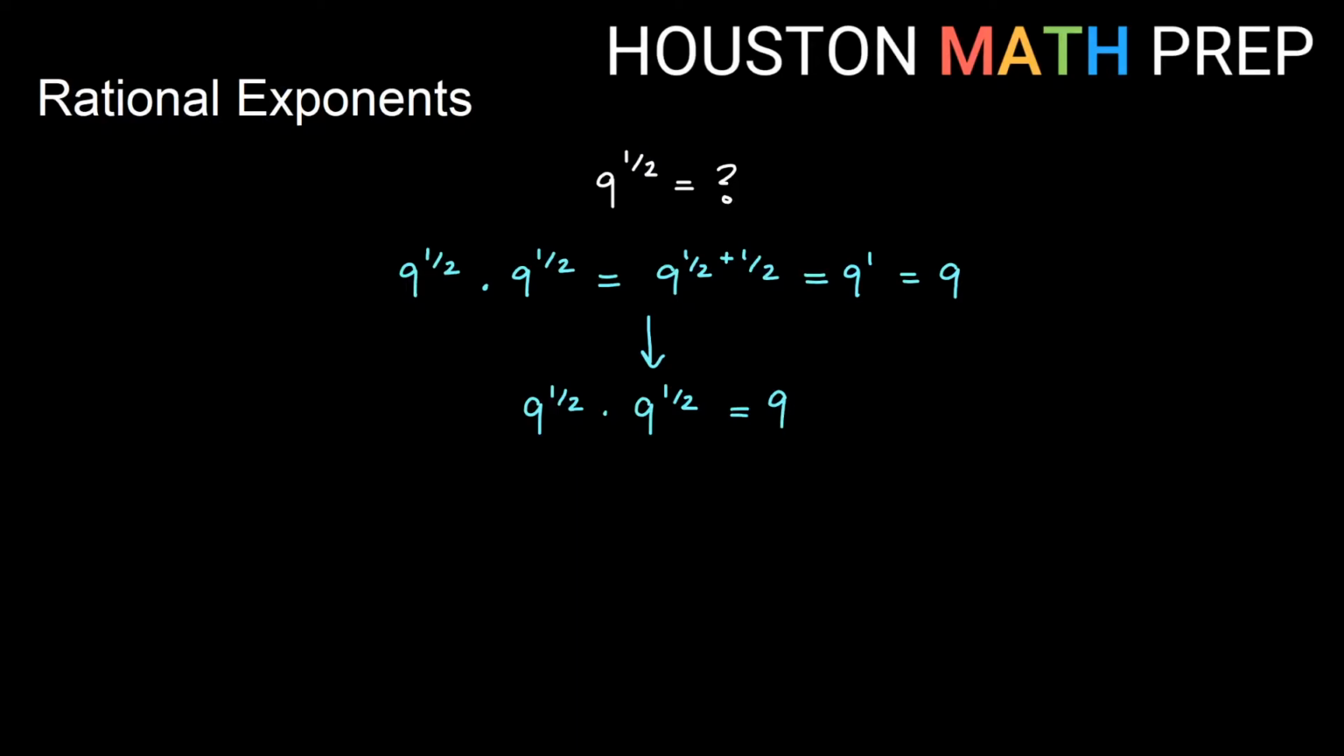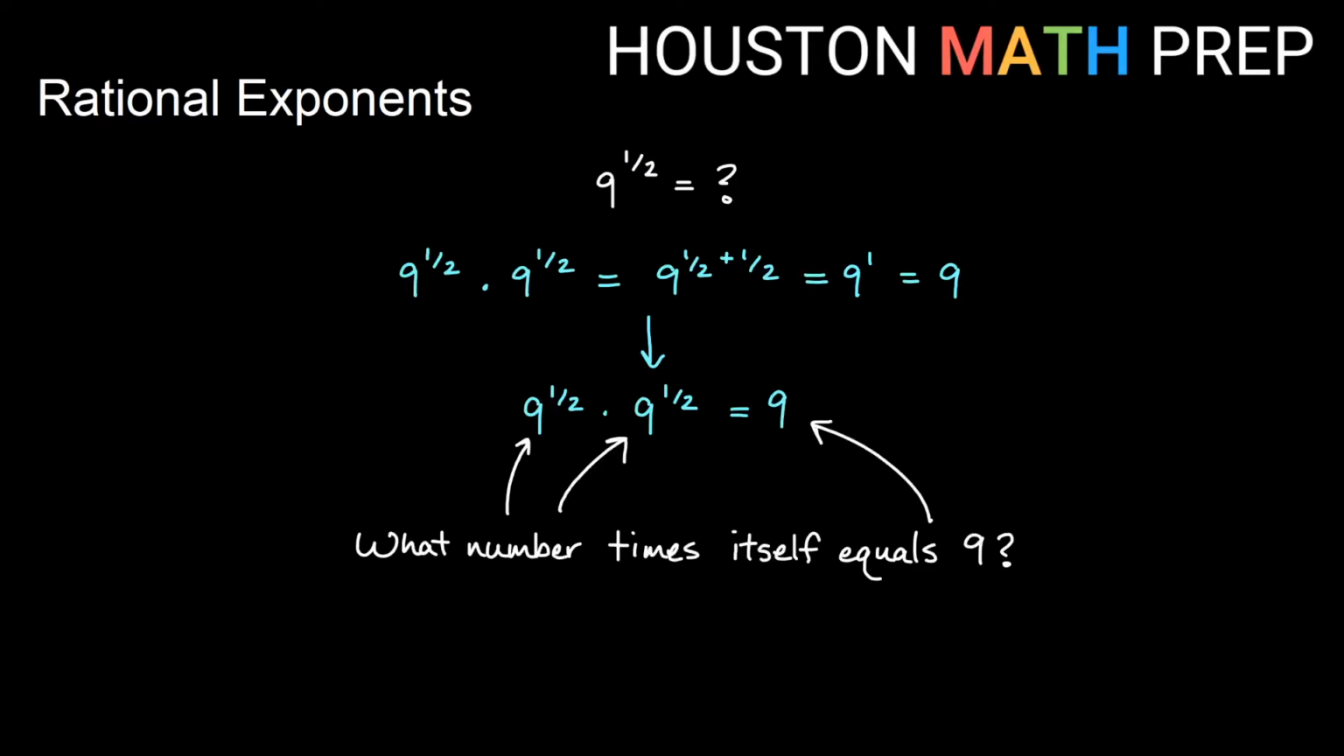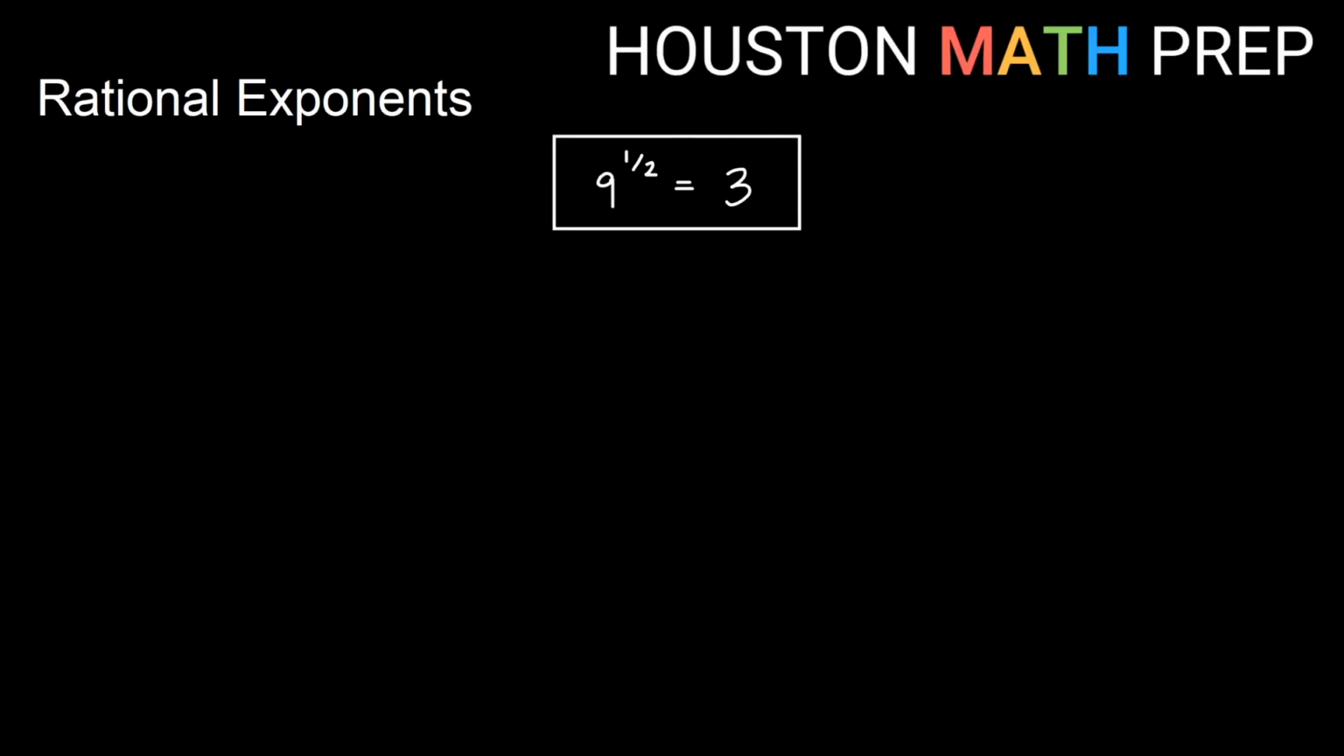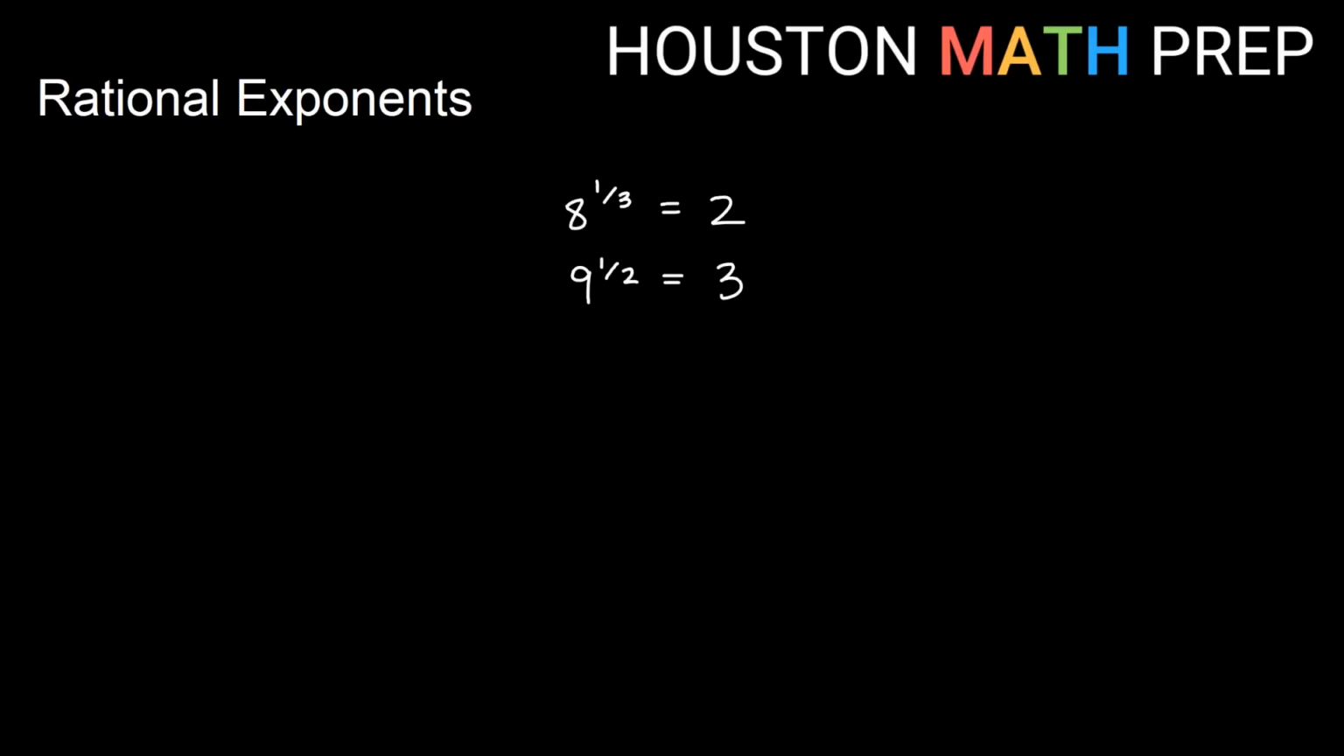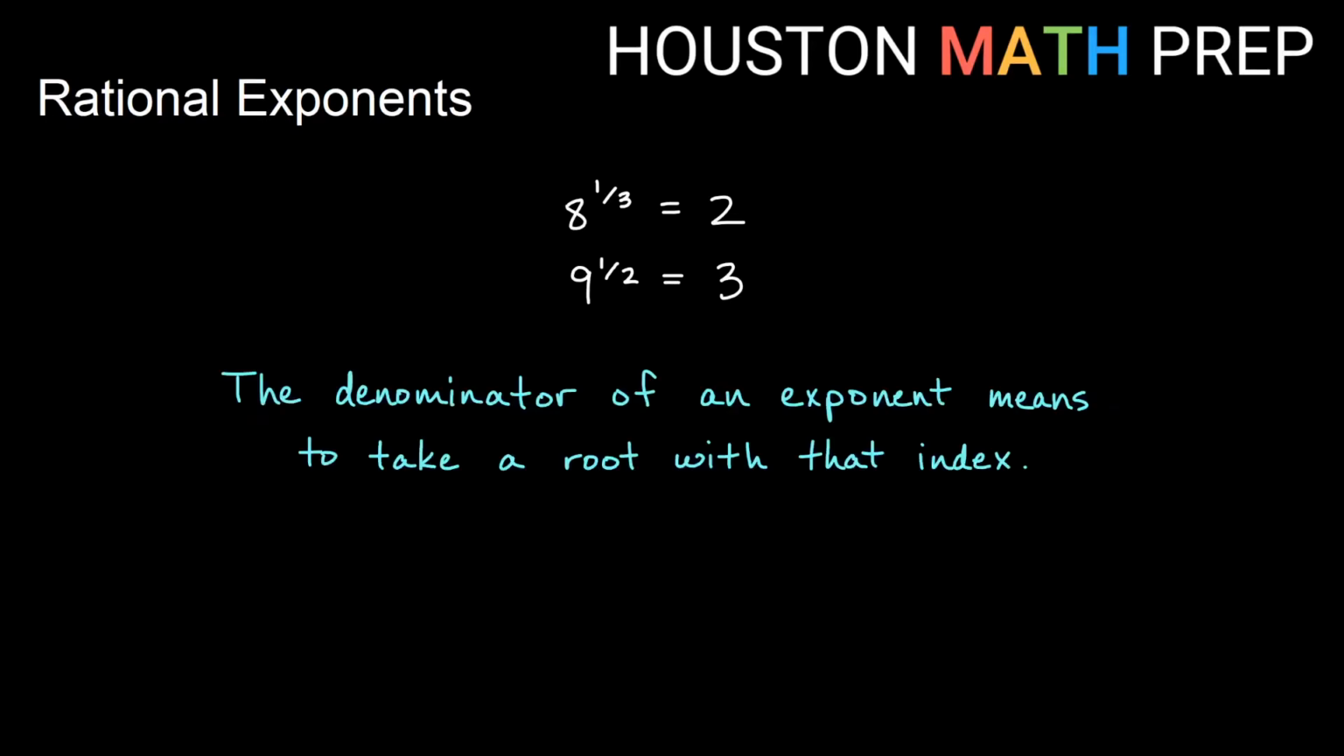Can you think of some number that multiplies by itself, the exact same number, to give us 9? And we should notice, obviously, that it's 3 times 3, right? 3 times 3 gives us 9. So we get that 9 to the 1/2 is 3. So 8 to the 1/3 is 2, and 9 to the 1/2 is 3. And maybe we start to figure out the pattern: the denominator of an exponent means that we take a root with that index.